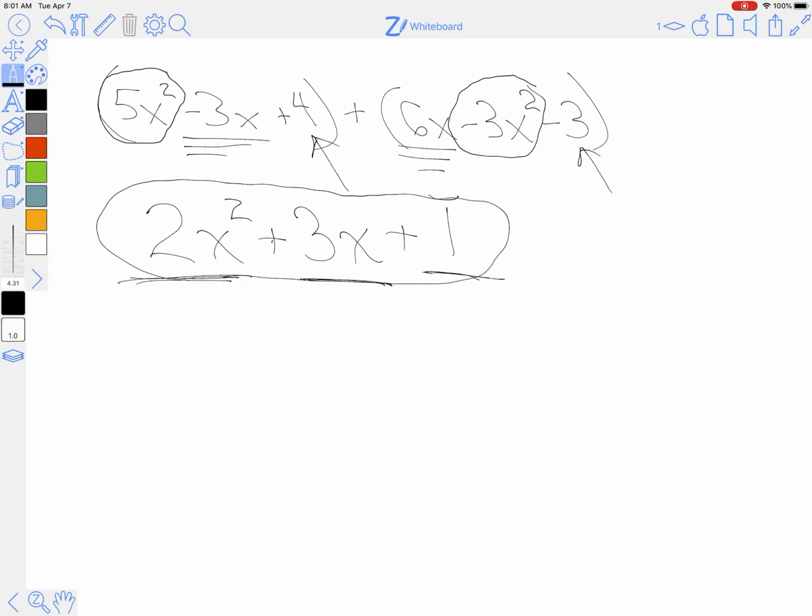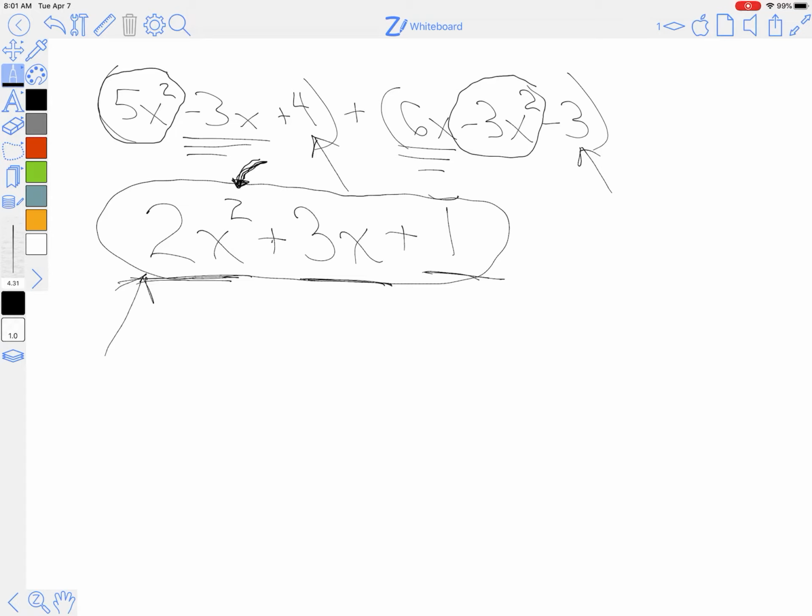If I asked you what is the degree of this, you would tell me the degree is 2 because that's the highest exponent on a variable. The leading coefficient is the number in front of that exponent, which in this one is also 2. And I have 3 terms there.